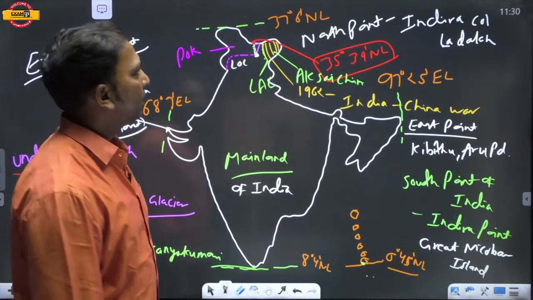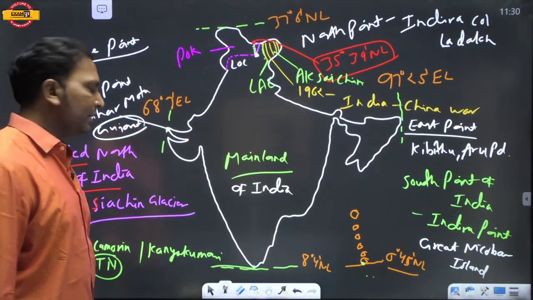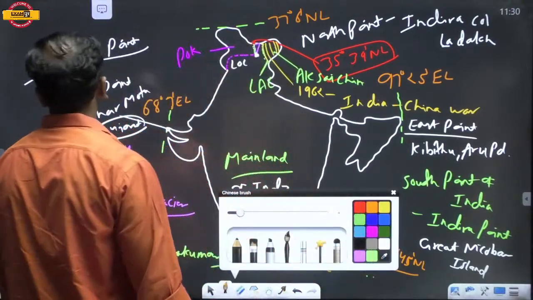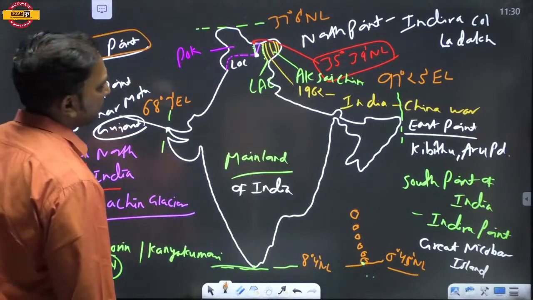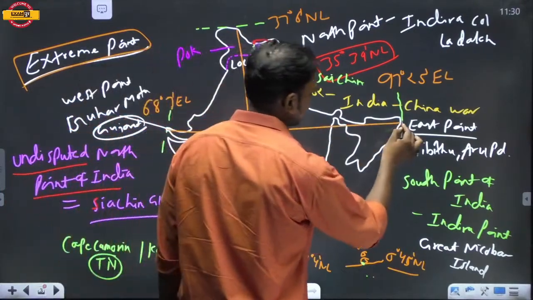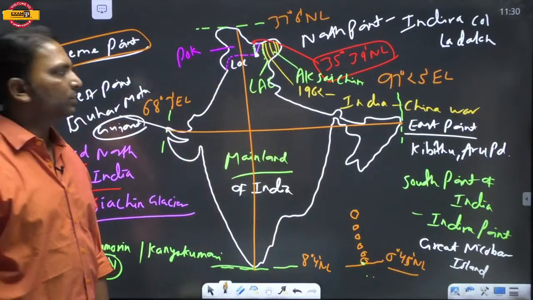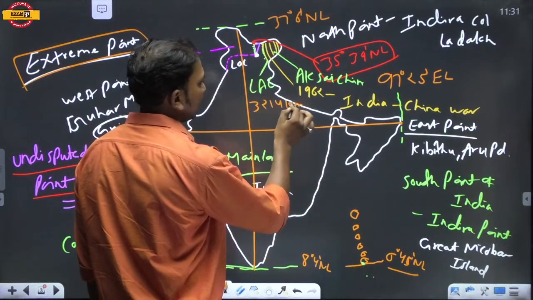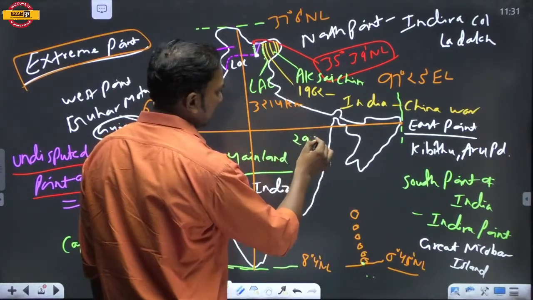So we have seen the north point, the south point, the east point, and the west point. These are the extreme points of India. If we connect these points like this, we see here the extension of India from north to south is 3214 kilometers, while the east to west extent is 2933 kilometers.